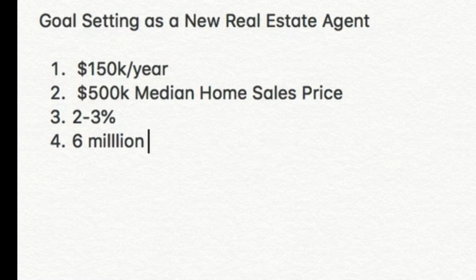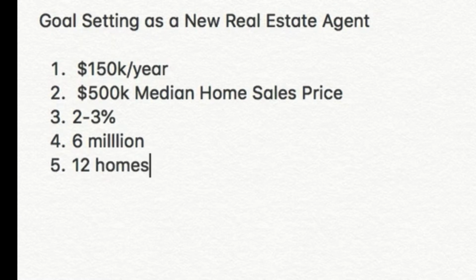Now, this is kind of a rough estimate because I'm not factoring in your splits, so I can show you how to do that later on. So, let's say $6 million. Now we're going to take that $6 million and divide it by the median home sales price, which is $500,000. So that's 12 homes. That's if you're selling them all at $500,000, but let's just put 12 homes.